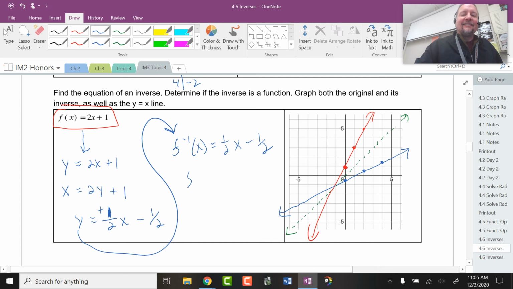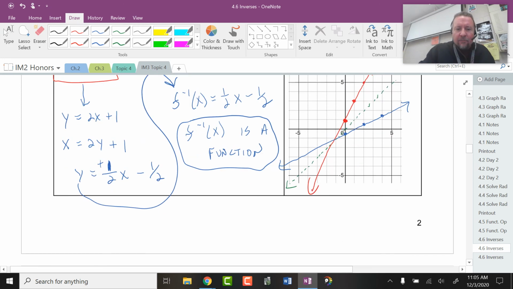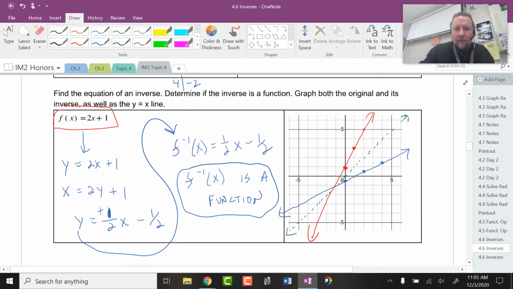Oh, yeah, it is. Yeah. The inverse of f of x is a function. Basically, all lines, unless they're vertical, are functions. Okay, so that is definitely a function. And I'm going to show something next that will help you with graphs and understanding that.